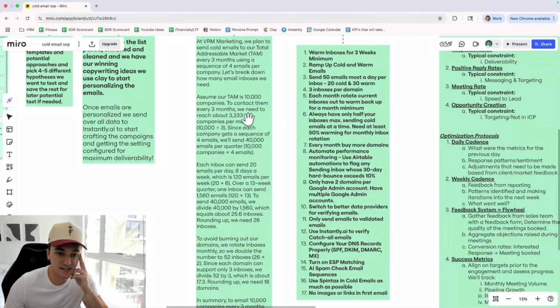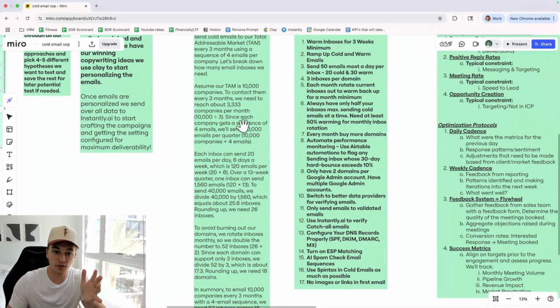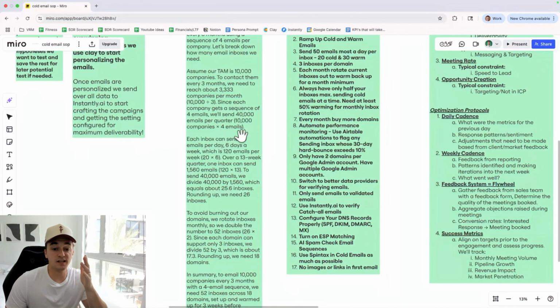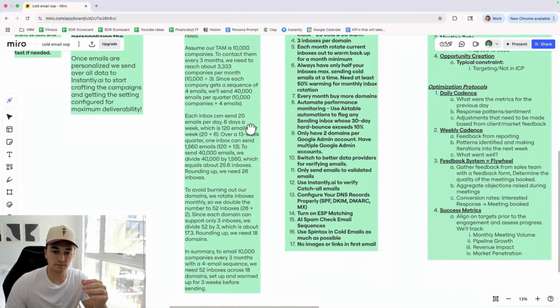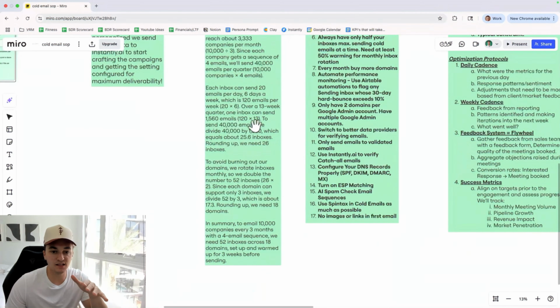So to contact them every 3 months, we're going to need to reach about 3,333 companies per month, since that's 10,000 divided by 3. So each company is going to get a 4 email long sequence. So we're going to be sending 40,000 emails per quarter. So 10,000 companies per quarter, 4 emails per company. That's 40,000 emails. Okay. Now each inbox can only send 20 emails per day, 20 cold emails per day.